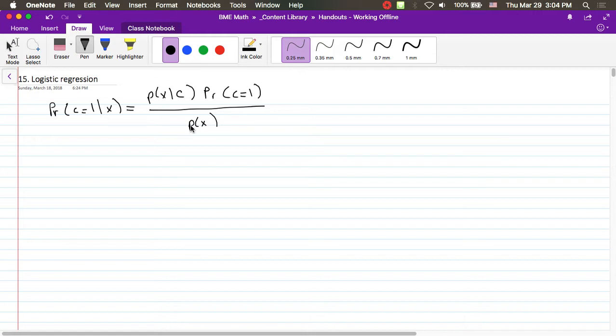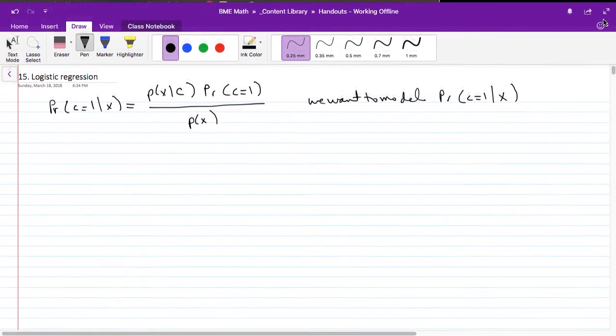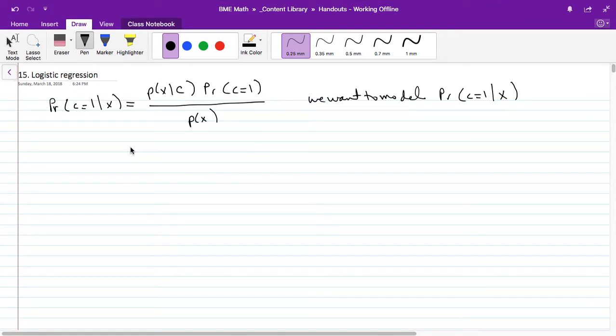And what we want to do is model this probability as some function, and have some parameters for it and estimate what the values for it are. So that's what we're going to do. We're going to begin with equal variance in the likelihoods.